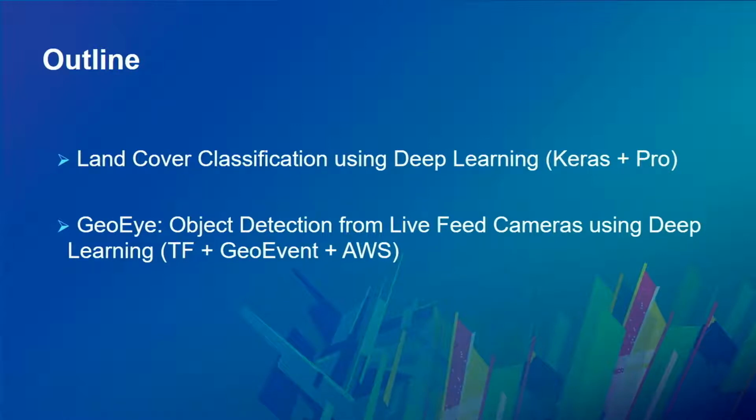So I'm going to walk you through two end-to-end solutions that we currently have. The first one is land cover classification using deep learning, which is integrated in the ArcGIS API for Python and Pro, and Keras basically. The second one is GeoAI, our new solution that we kicked off last week, where I'm going to show how we integrated TensorFlow, GeoEvent, and AWS.